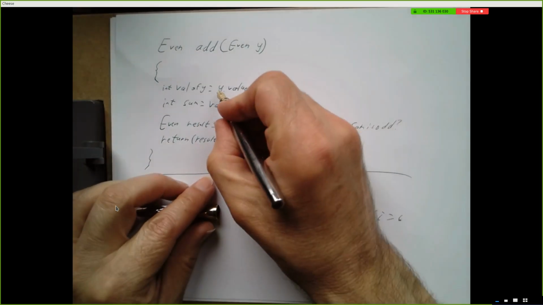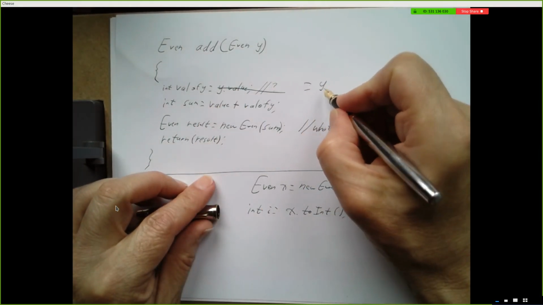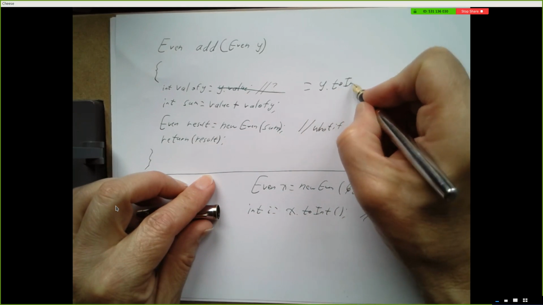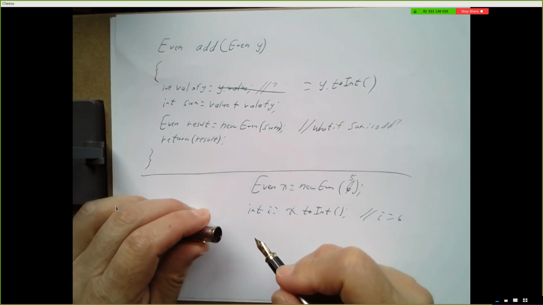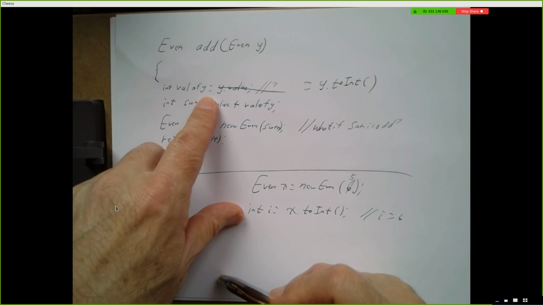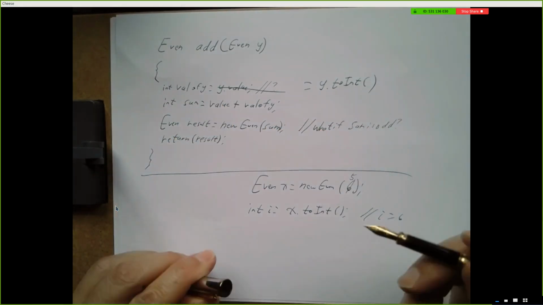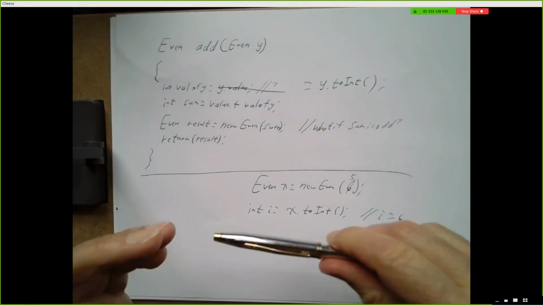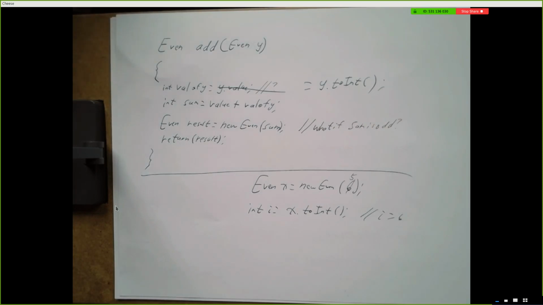So what we really need to do is call the toInteger method. So we could say value of y equals y dot toInt. And toInt, which is part of the even class, has access to that private value, and it can return it as the value of the method.